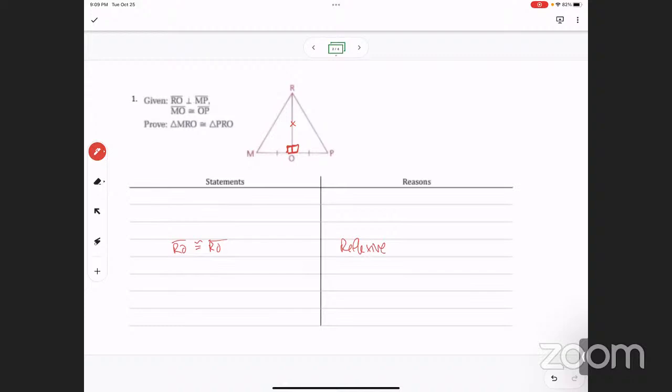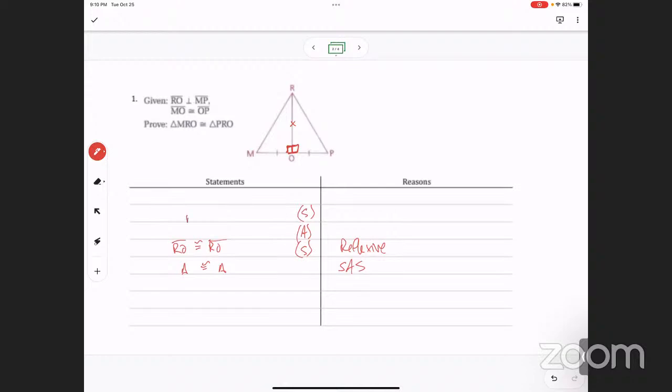So how do I know that those are equal to each other? Because of a... SAS. Perfect. Side, angle, side. And I always like to write side, angle, side as I'm doing this.